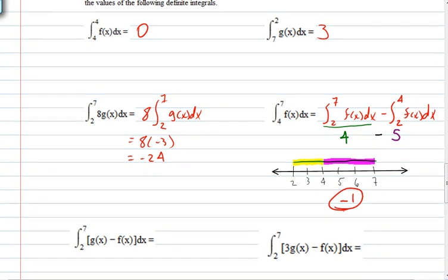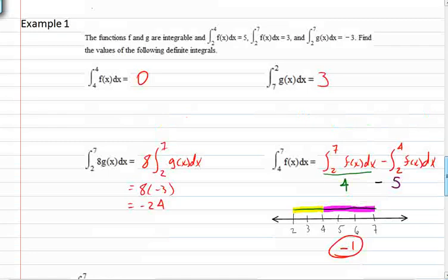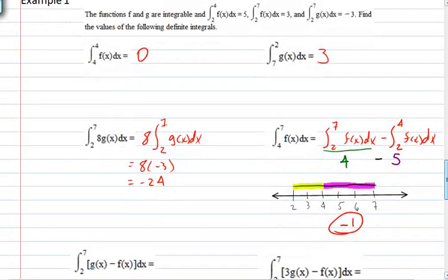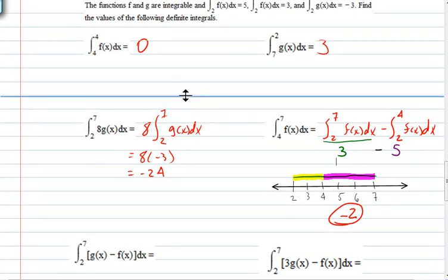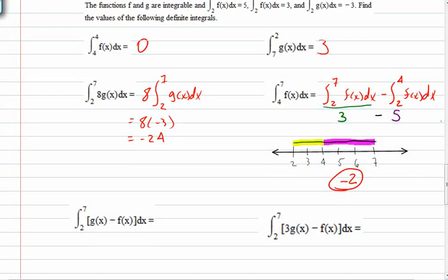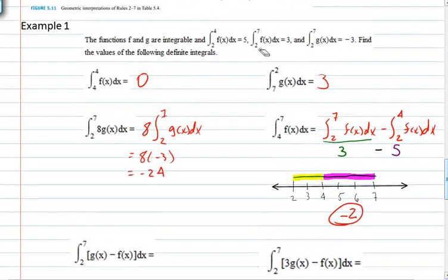Wait, 2 to 7 was 3. Okay. So we have 3 minus 5, and we end up with -2. Okay? We're just going back to these values up here. Do you see how I knew that I needed to subtract?